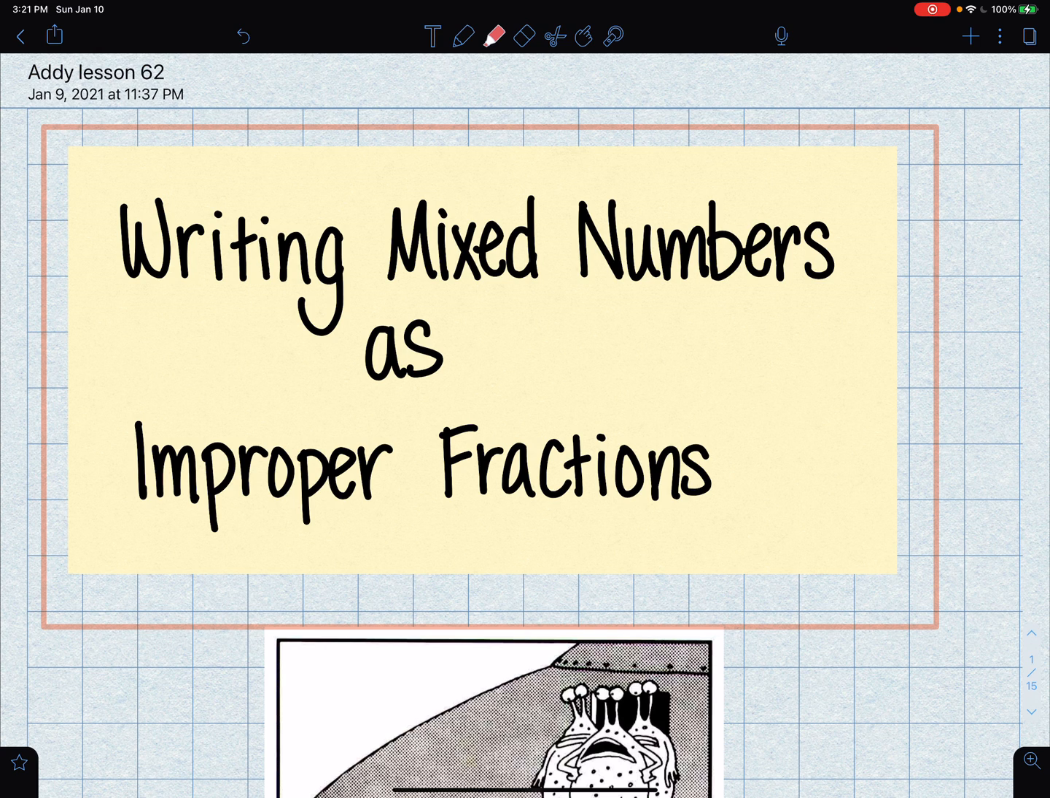All right, we're going to jump right into the lesson now. And this lesson is awesome because it goes over writing mixed numbers as improper fractions. So I think that you know how to do this already. If you do, write me a note in the homework. So if you do already know how, just enjoy the easy lesson, okay?